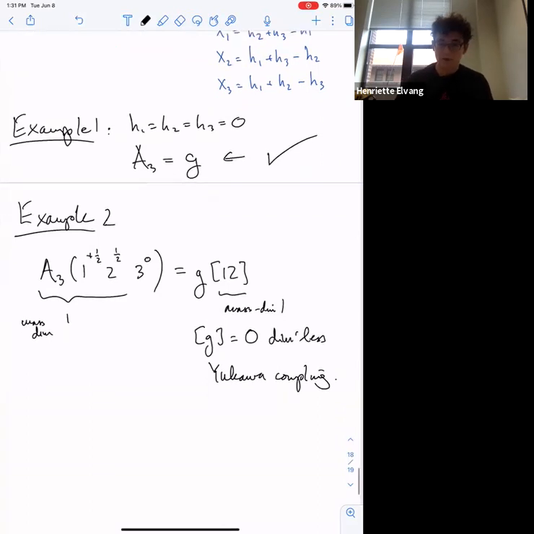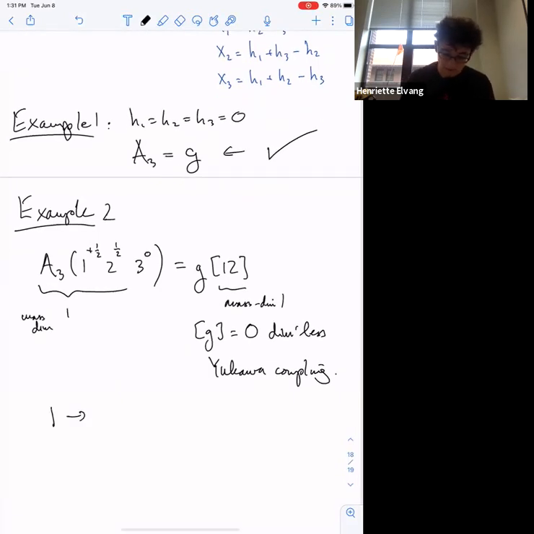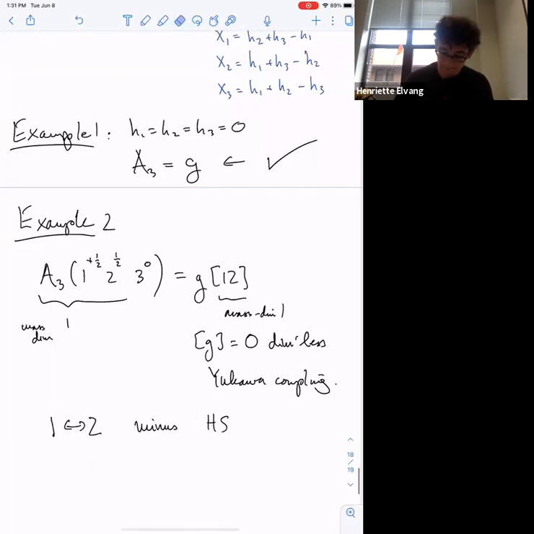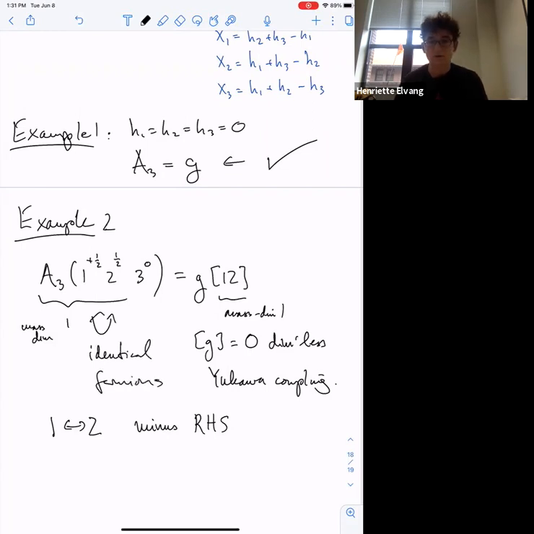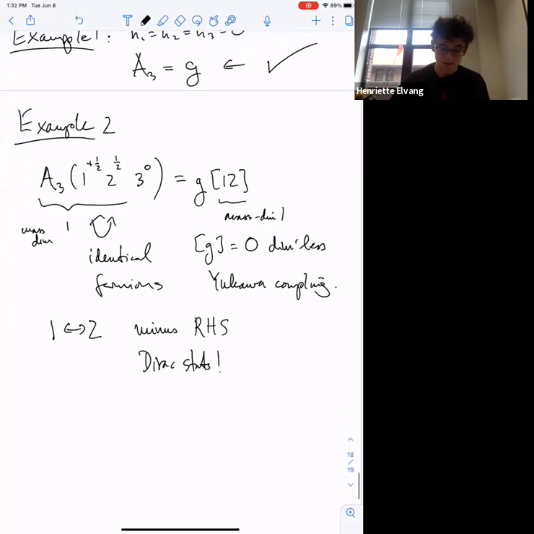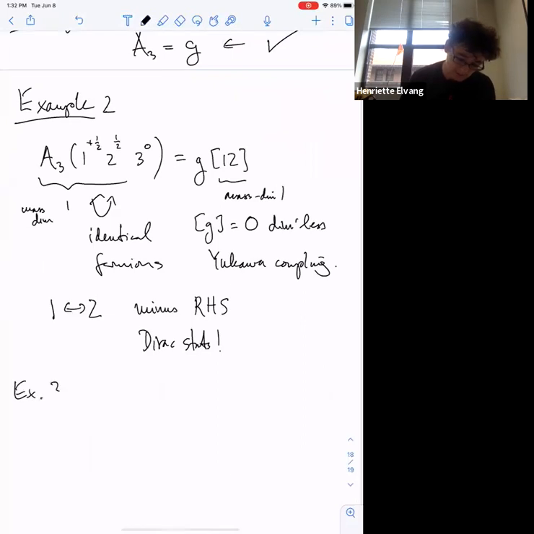The other thing I wanted to point out here is that if I exchange particles 1 and 2, then I pick up a minus on the right-hand side. Sorry, I'm on the right-hand side. This is exactly what I should get, because exchanging 1 and 2 is exchanging identical fermions. And so this automatically encodes the Dirac statistics that you should have. Okay. All right, so example number 3.